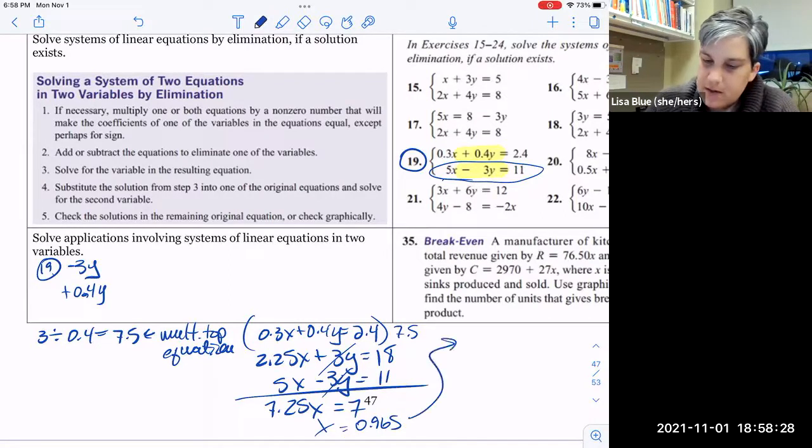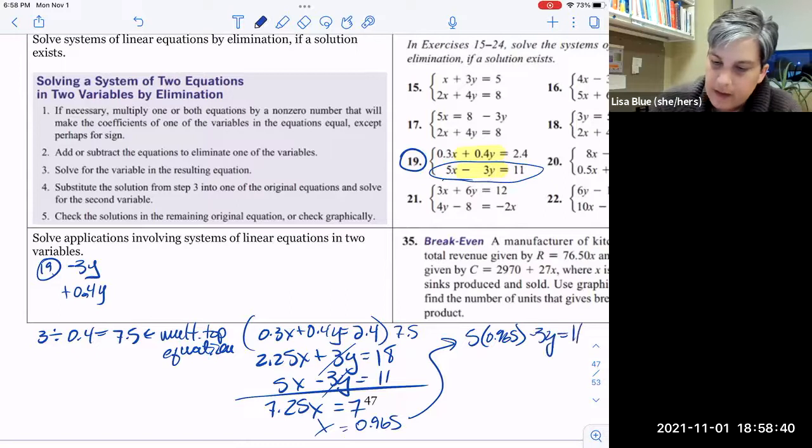And then we can plug that into either of these equations to solve for what the value of y is. So we can say 5 times 0.965 minus 3y equals 11, and then we'd solve for y.